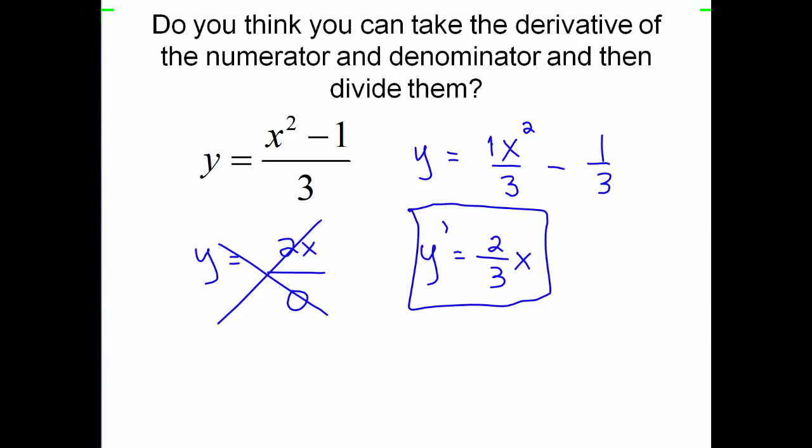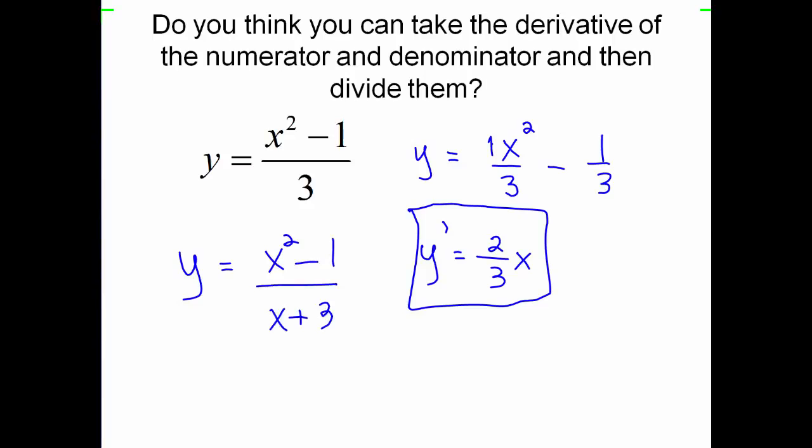Okay. Now, what if the problem was like this? x squared minus 1 over x plus 3. Now, you still cannot take the derivative of the top, take the derivative of the bottom, divide it, and expect to get the right answer. That is completely incorrect. Do not do that. But in this problem, I added this x plus 3, instead of just 3. So if you were to separate this into x squared over x plus 3, and then this will basically be minus 1 over x plus 3.